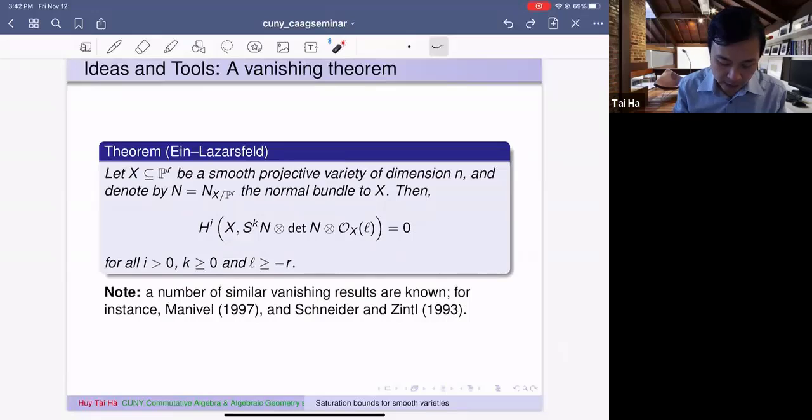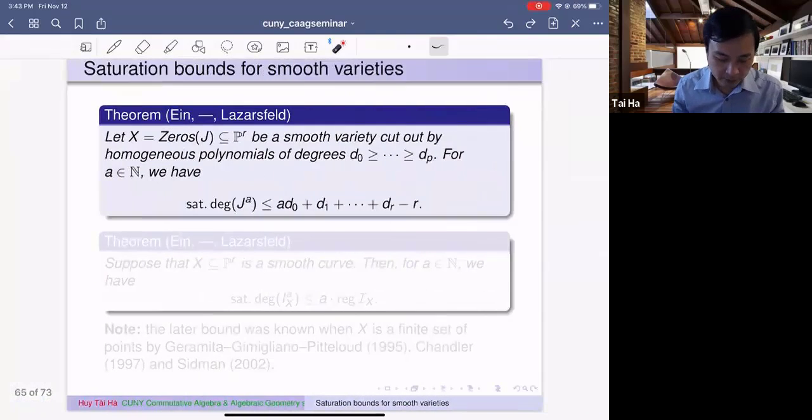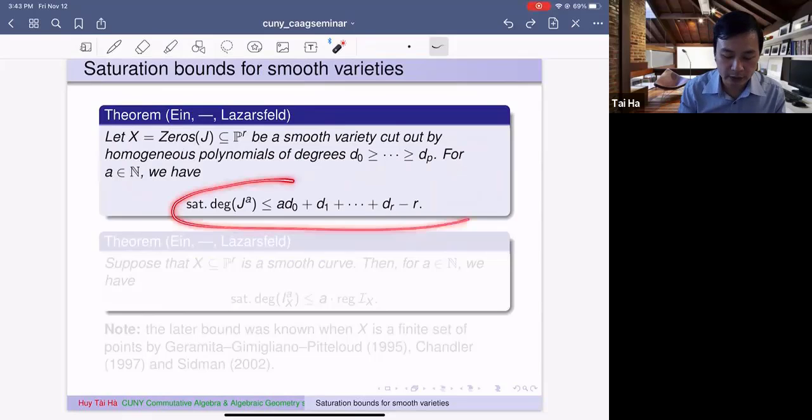Okay, so basically the idea is if you start with a smooth variety, you look at its normal bundle N. Then the higher cohomology of the k-th symmetric power of N, tensored with the determinant of N, and a high enough twist of the structure sheaf is going to be 0. By high enough, I mean at least negative r. Using this, everything fits together and tells us that the Buchsbaum-Eisenbud sequence upstairs is exact, where you can control everything, and even when you push down, you can still control everything, and that's why we get this result.